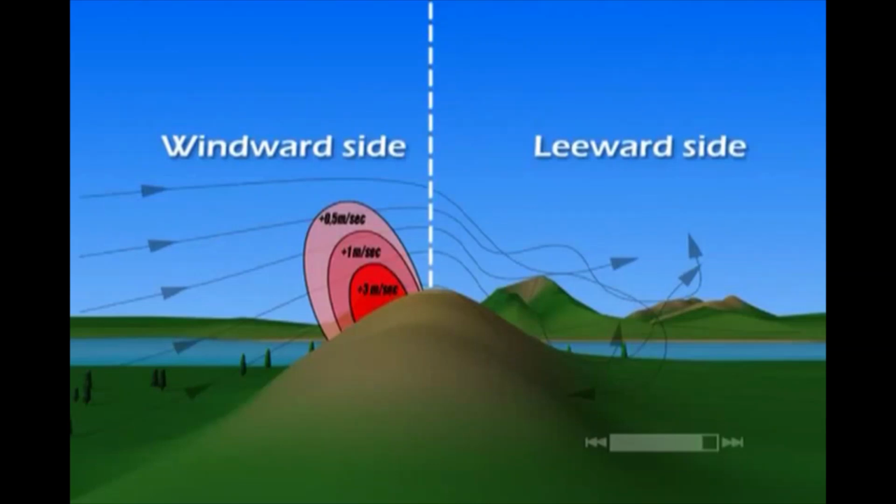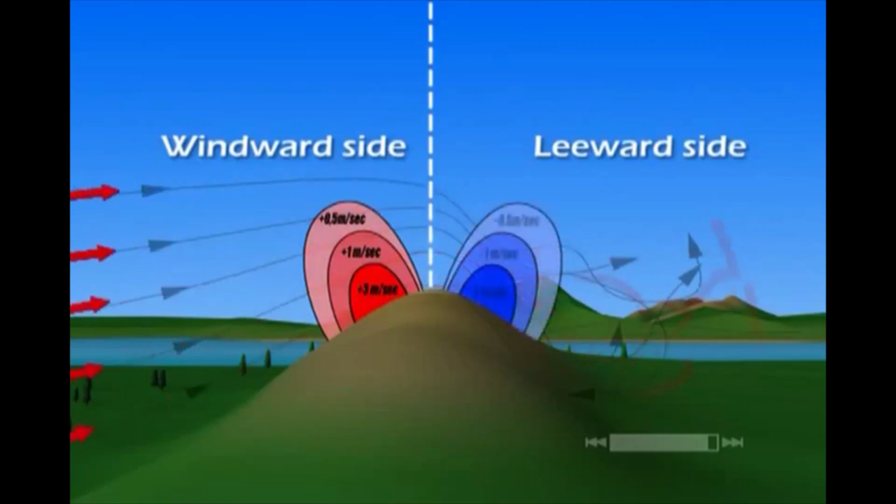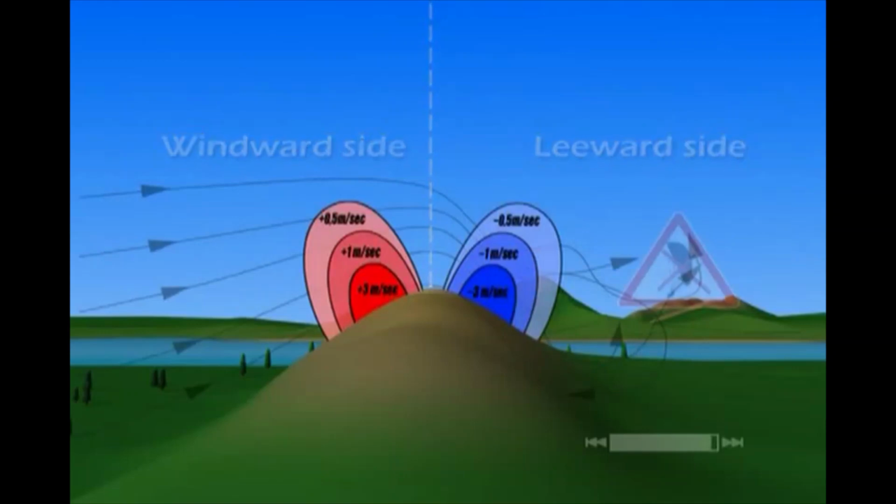On the leeward side, things are completely different. The airstream does not create upward lift, but rather downward moving air currents that are very turbulent. The further you descend into this zone, the stronger the downdraft becomes. The presence of turbulence makes flying in these areas extremely ill-advised.